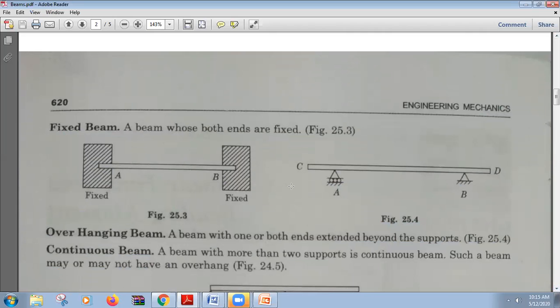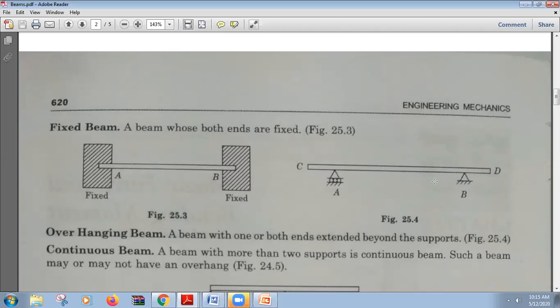Fourth is the overhanging beam. Overhanging beams are beams that extend beyond the support. So we can see there is one pinpoint or edge support, this one is B, whereas A is a roller support, and both the ends are overhanging and extended outwards from the support. It can be in either one direction or both directions.